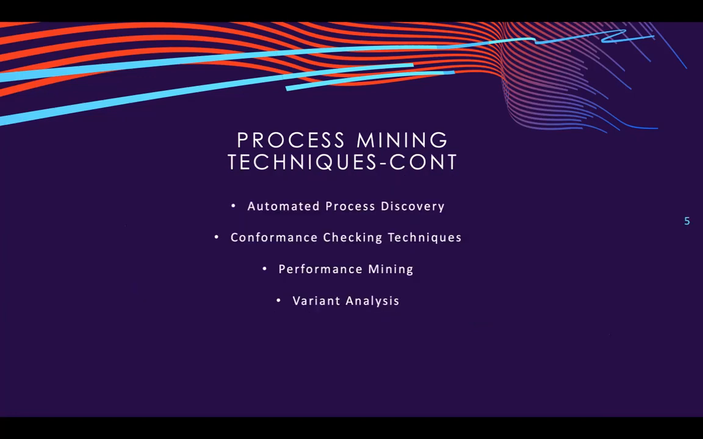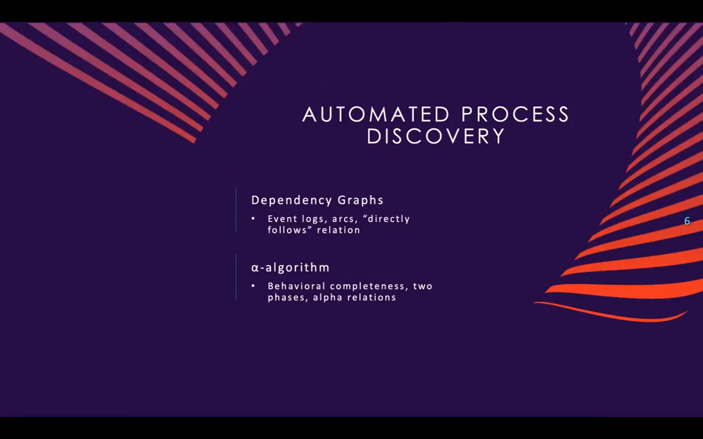As we mentioned earlier, these process mining techniques can be divided into four different ways. We have the automated process discovery, conformance checking techniques, performance mining, and variant analysis. The first one is automated process discovery, which works by taking an event log and then producing a model of the business process, which is supposed to match the observed behavior of the event log. In a way, so traces of the event log can be replayed.